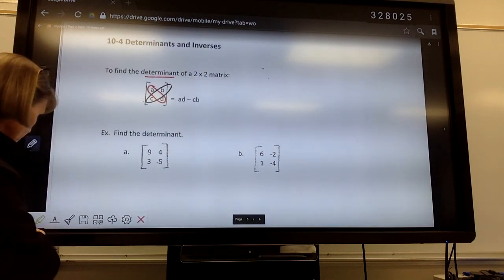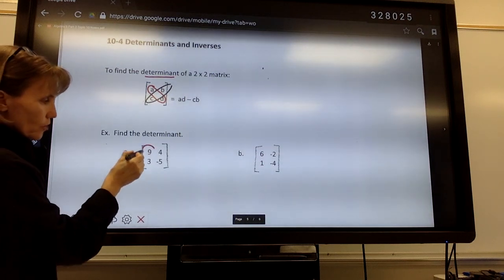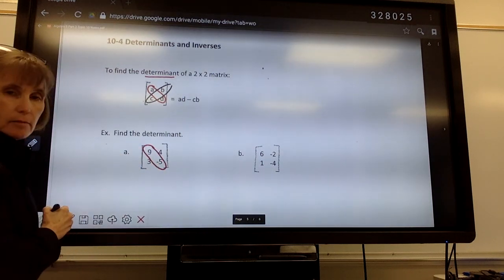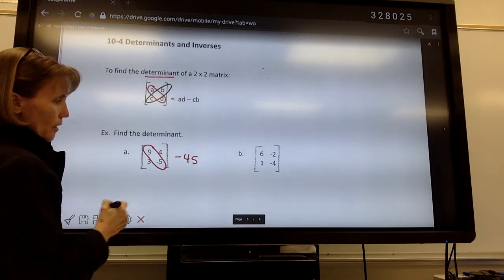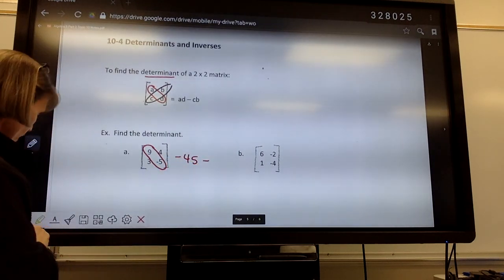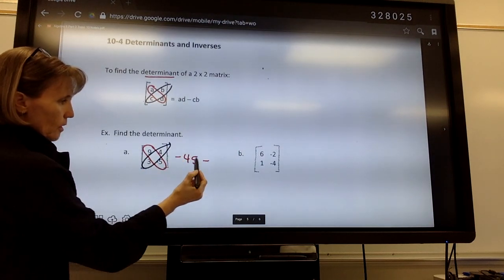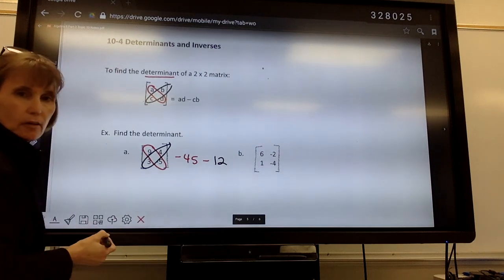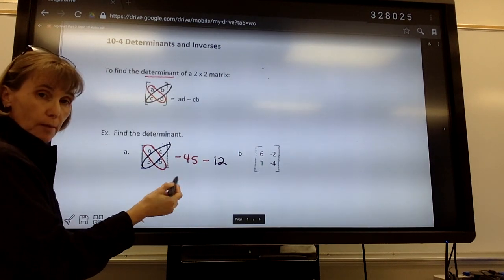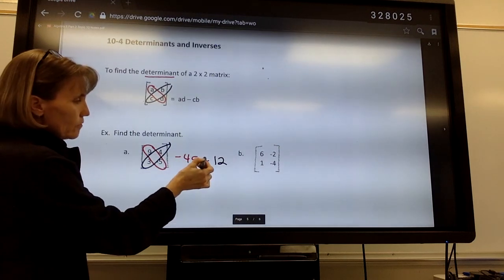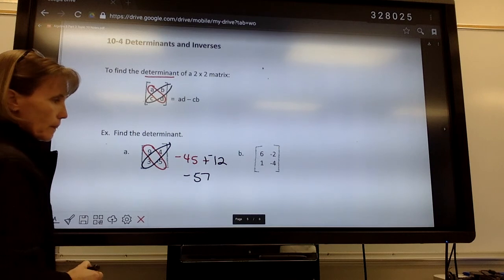So when I look at this first example, when I find the determinant of this 2 by 2, I'm going to take 9 times negative 5. Okay, that's a negative 45. And I'm going to subtract, it's always subtraction, this product. So this would be 3 times 4. So I'm taking negative 45 and I'm subtracting 12. Okay, remember when we subtract positive and negative values, we have to do leave, change, change. So this would be a negative 57.